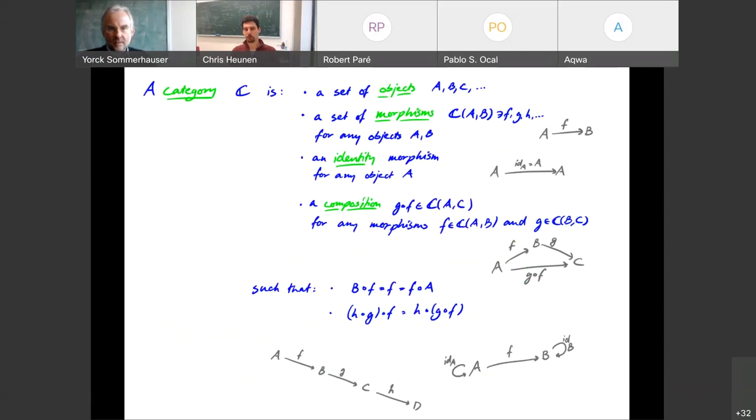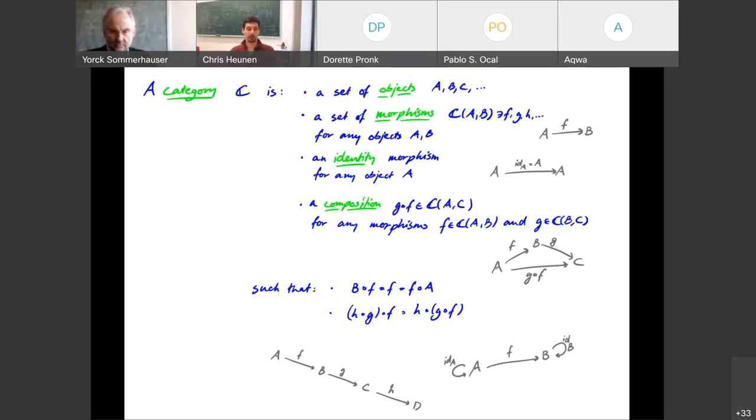By category, I'm going to mean a set of objects, and I really mean set, for all the categories I'm going to talk about, that I'll typically call A, B, C, etc. And for any two objects, I want there to be a set of morphisms from A to B, which we'll typically call f, g, h. And for every object, I want there to be a special map. So for one object A, there's a set of morphisms from A to A, and I want one designated special map that we'll call the identity morphism. That's sort of like the morphism that does nothing, if you like.